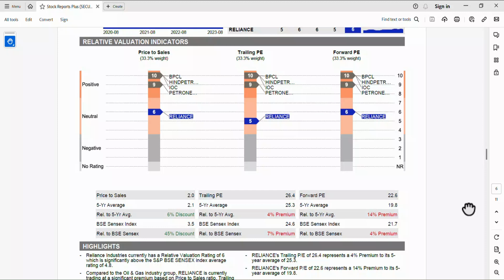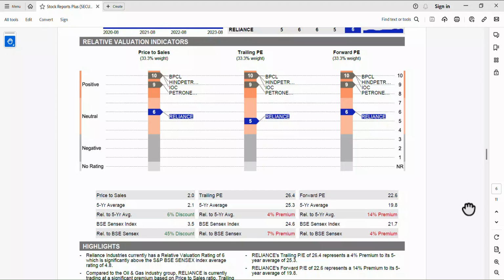Now we come to the forward P ratio. The forward P ratio 5-year average is 19.8. Now it is 22.6. So it's about 14% at a premium, and 4% premium to the Sensex as well. Okay, only on price to sales there is this discount.